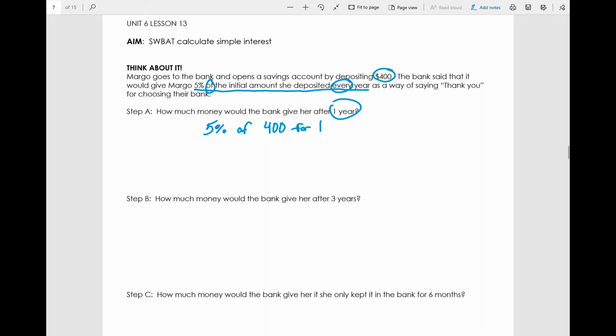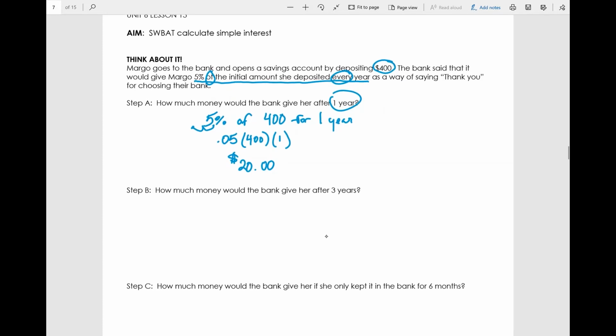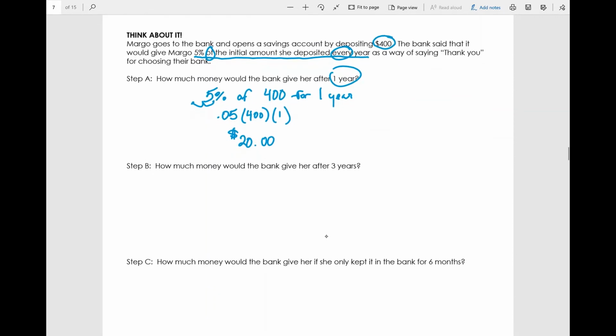So for 1 year. And if we convert that into an expression, we will have 0.05, since I'm moving my decimal point, times 400 times 1 year. And when we further evaluate that, we get $20. So it says how much money would the bank give her after 1 year? They're giving us $20.